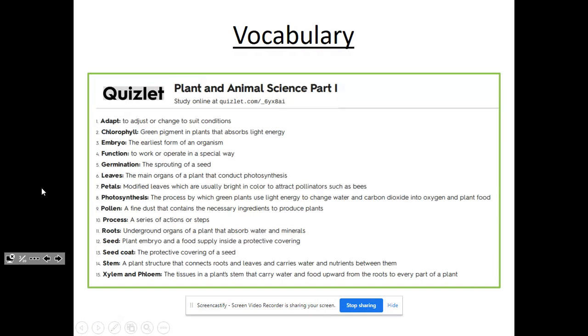And here is our vocabulary. And it is always on Quizlet, so you can find it there. You're going to be looking for Plant and Animal Science Part 1. Those are going to be the terms that are going to be on your test, so you need to make sure you know them. And there are 15, so you really need to get those down. So we're going to pause if we need to.